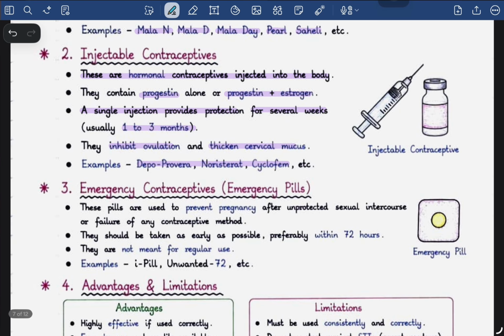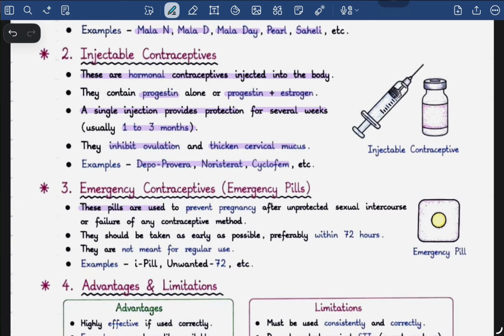Emergency contraceptive. If a couple had unprotected sexual intercourse, and they didn't follow the natural method of abstinence, or the barrier method, or maybe copper T and all these things, they have not followed any one of them, and they have a chance that they are going to have a pregnancy in the future, then in that case, they use emergency contraceptives.